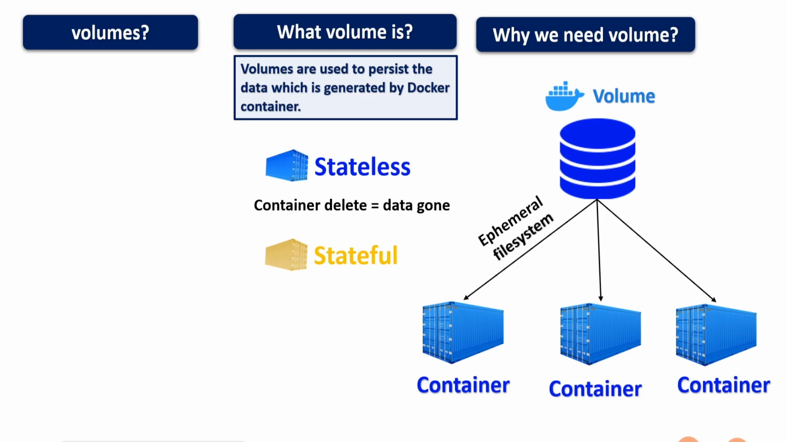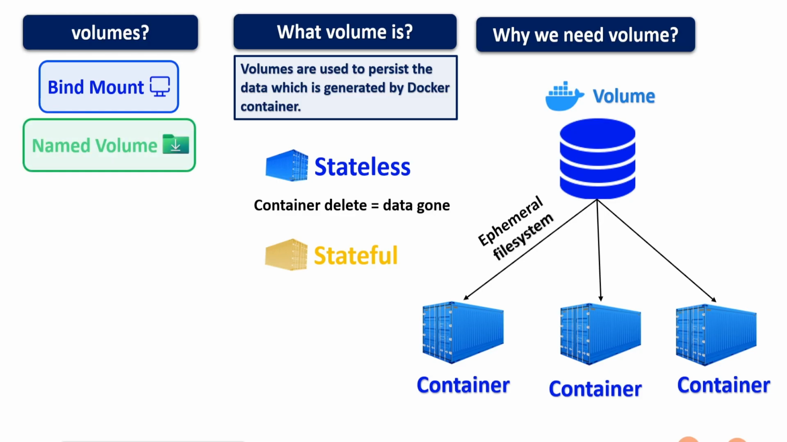Okay, so we have three types of volumes in Docker. First, the bind mount volume. Bind mount is a volume where you can create your own directory on your device or your host machine. That path you can attach to the container path wherever the container has the data. Different containers will have different paths.